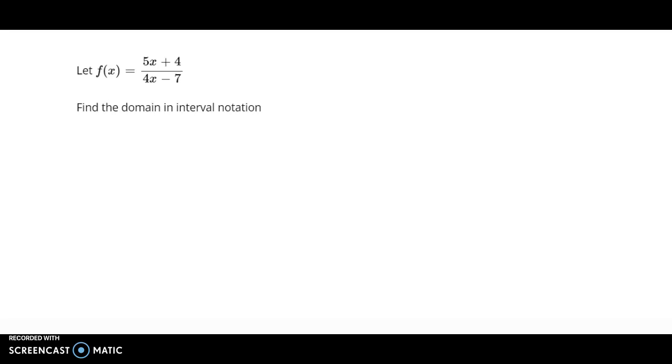Let f of x equal (5x + 4) over (4x - 7). Find the domain in interval notation. So when I think of finding the domain, I think of finding what would give us a problem here.